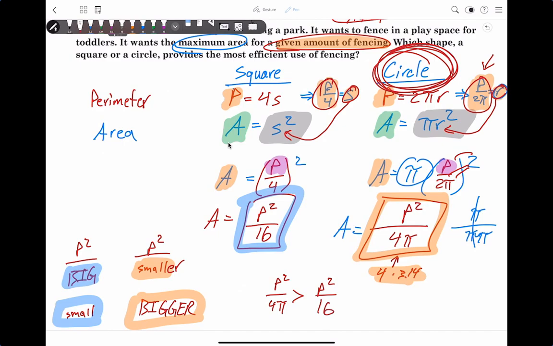And if you were to actually give it examples and put numbers and show what those values would be, you can see in the written key that it does show an example of that, and it does verify that the circle would in fact be what maximizes that area.